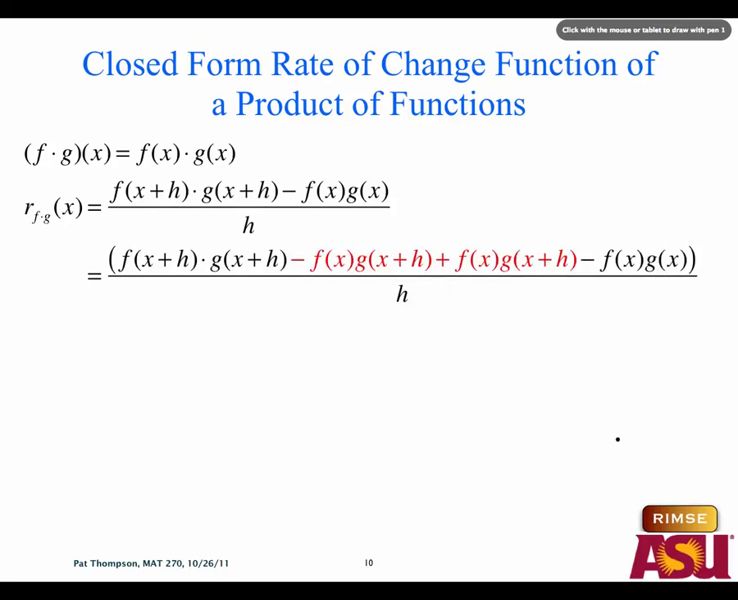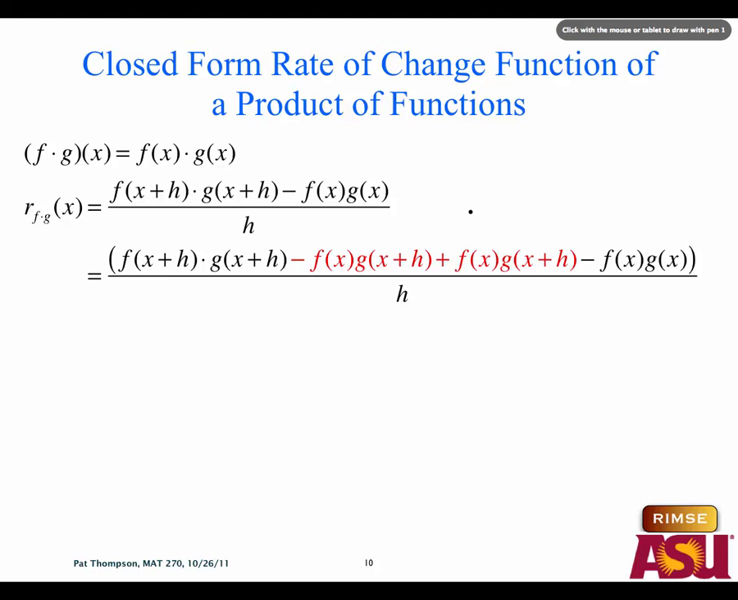Okay, so here's these red terms here in the middle, these two terms right here. I've subtracted this f of x times g of x plus h and added it. So the whole thing is really just 0. So it's still equal to what's above. Okay, why did I do that? Because it works. Because it will get us the result we need.